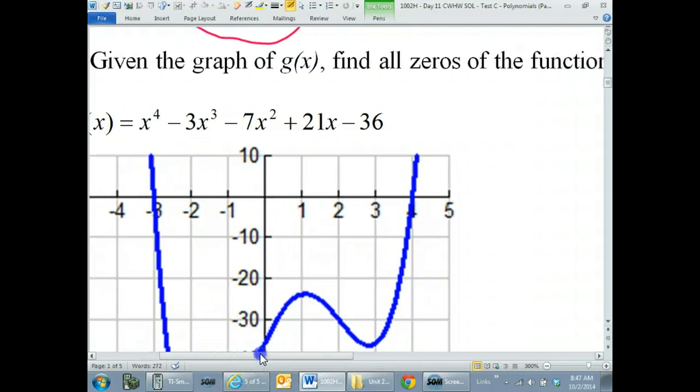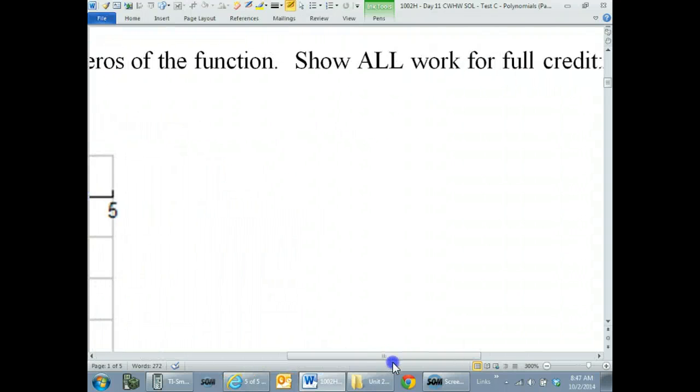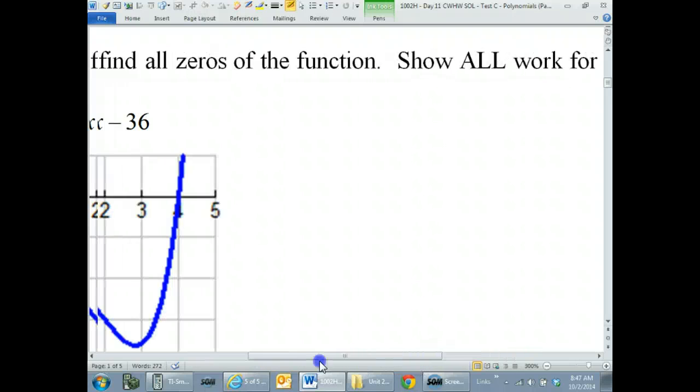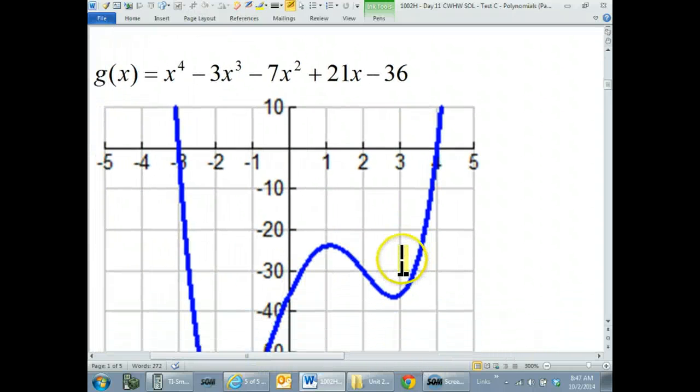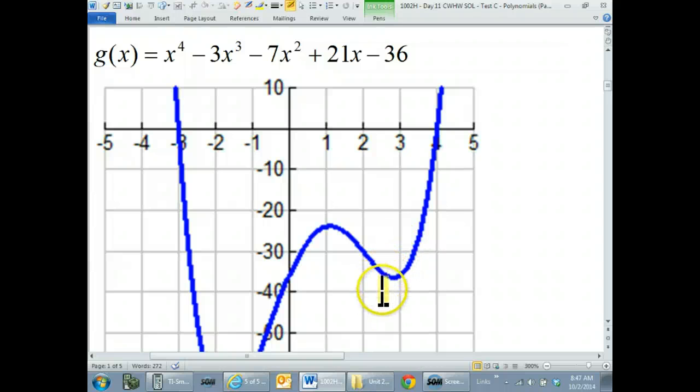All right, given the graph of g of x, find all zeros of the function. Show all work for full credit. Okay, we have to find all zeros. So first of all, think about how many zeros there should be. How many zeros are there? How many? 2. No. There are 4. How do I know there are 4 zeros? Right, because of the degree. Fundamental theorem of algebra. I understand, if you said 2, I understand why you're saying 2. You're talking about the rational zeros. Okay, you're talking about the real zeros.